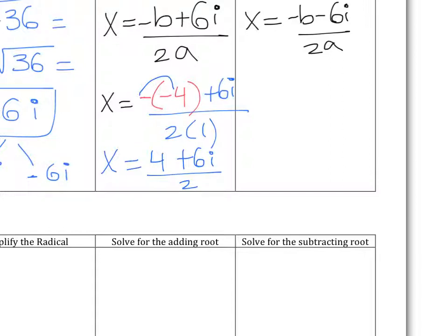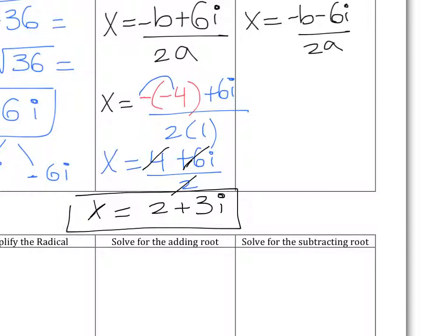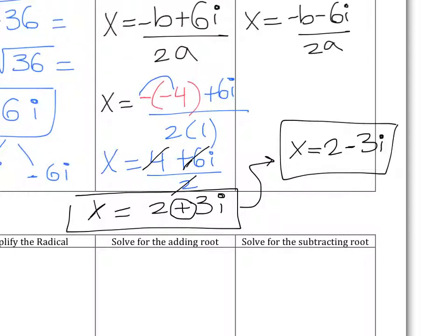Now, this could be your final answer, but if you look closer, you can see that you can simplify this since all of them are divisible by 2. So if you divide every single one of them by 2, you're going to get 2 plus 3i over 1, or you can just say 2 plus 3i. Now, since this is imaginary, you can directly know that your second solution is going to be the same exact one, but instead of 2 plus 3i, you're going to get 2 minus 3i. Or you can just plug everything like we did in the subtracting root, but you're going to get 2 minus 3i.